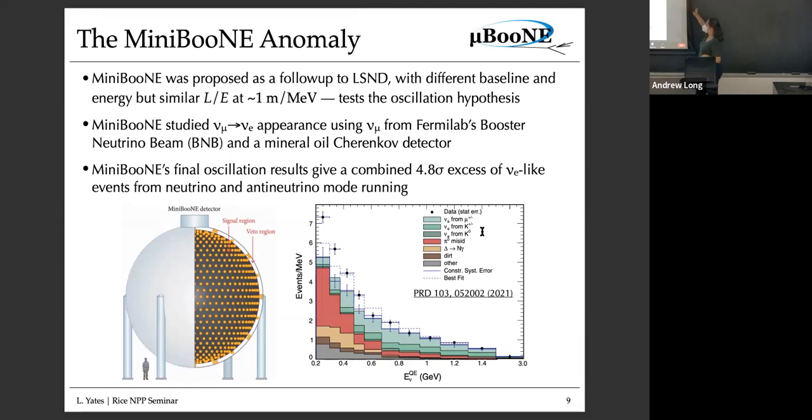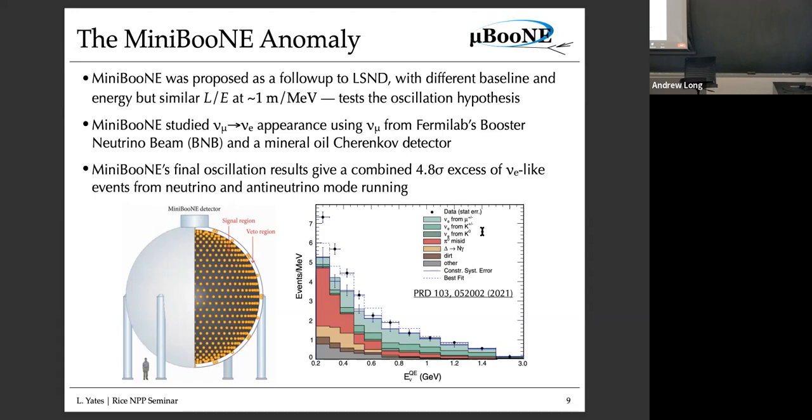So MiniBooNE studied primarily nu mu to nu e appearance oscillations using the Booster Neutrino Beamline at Fermilab and a mineral oil Cherenkov detector, which looks like this, basically a big globe of mineral oil with a bunch of PMTs. So this is MiniBooNE's observation. I'll dwell for a minute on this plot because it's going to come up a few more times and is important to motivating the MicroBooNE results that I'm going to talk about.